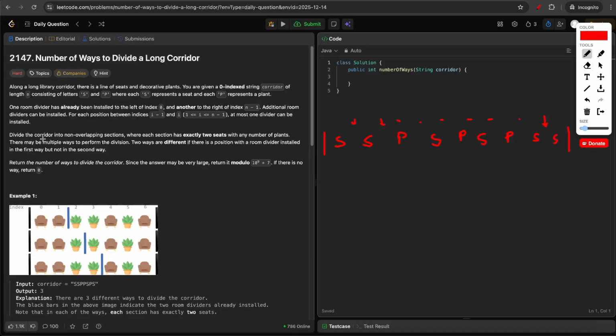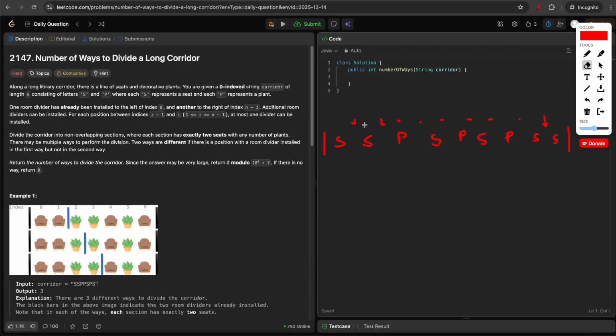So you have to divide the corridor into non-overlapping sections where each section must have exactly two seats, and the plants can be any number. And there are multiple ways to perform the division. So you just have to return the total number of divisions you can make, so that this property is holding, that exactly two seats and any number of plants must be present in each divided section.